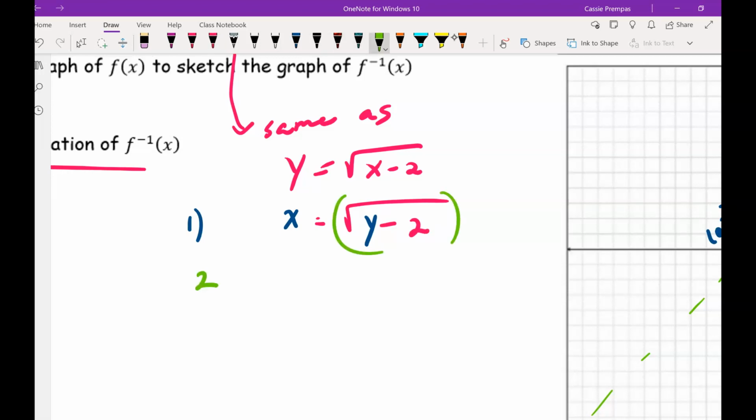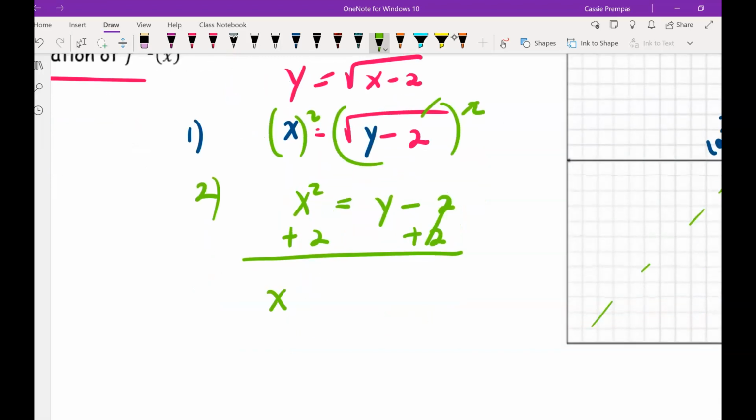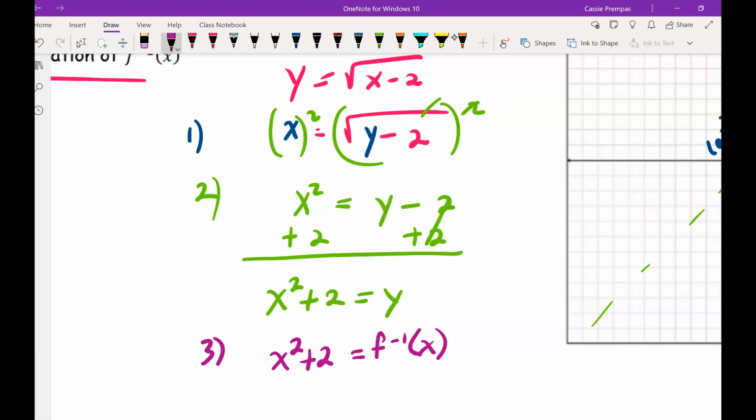So I'm going to square both sides, and I have x squared equals y minus 2. Add 2 to both sides, and I have x squared plus 2 gives me y. Finally, step 3, replace it with good notation. So this is my inverse function, so I'll call it f inverse of x equals x squared plus 2.